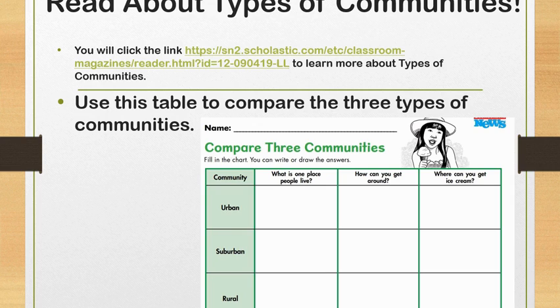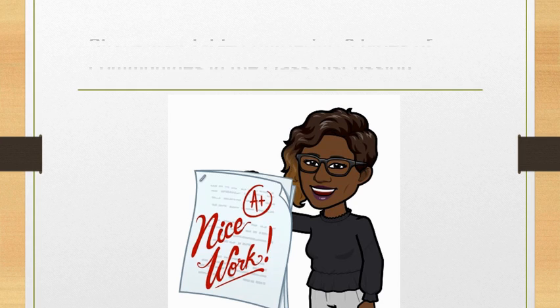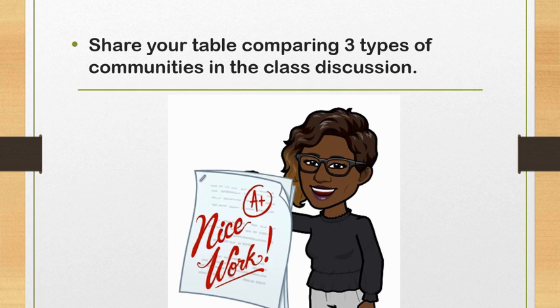Read about types of communities. You will click the link to learn more about types of communities. Use this table to compare the three types of communities: urban, suburban, and rural. Remember, urban is city, suburban is not a city, with fewer people than in the city, and then rural, which is the country. Share your table comparing three types of communities in the class discussion.